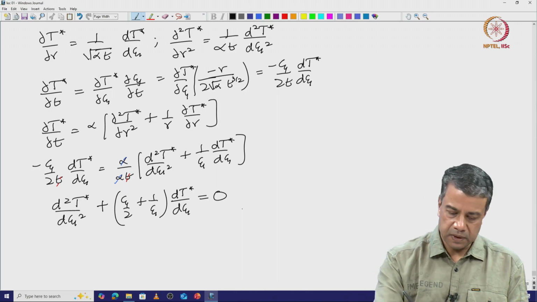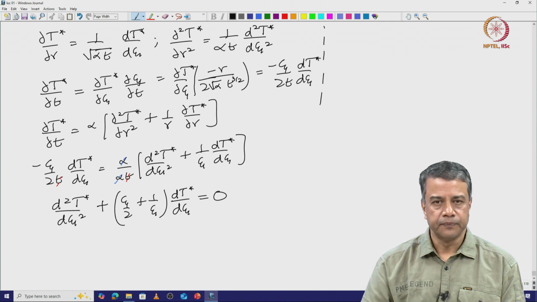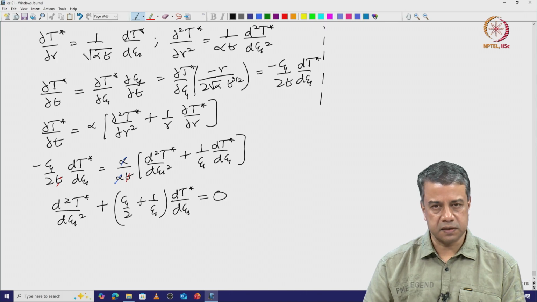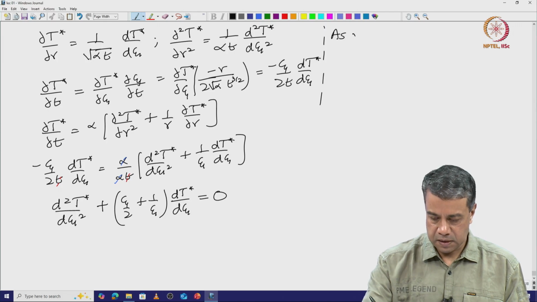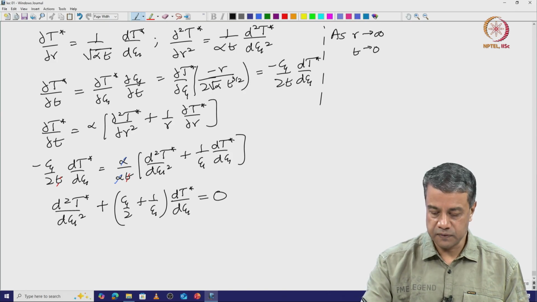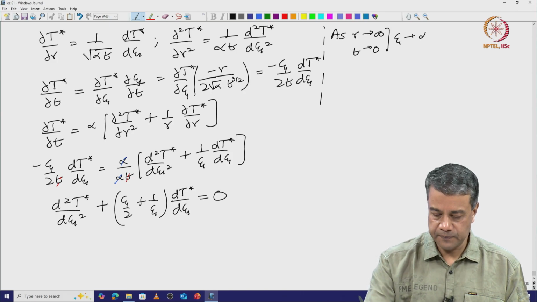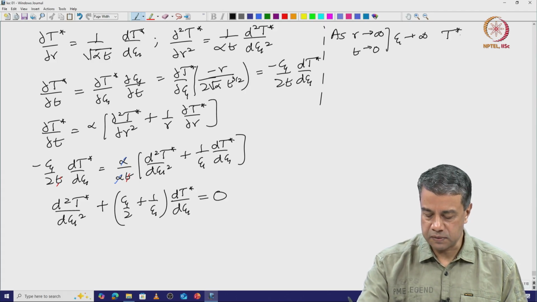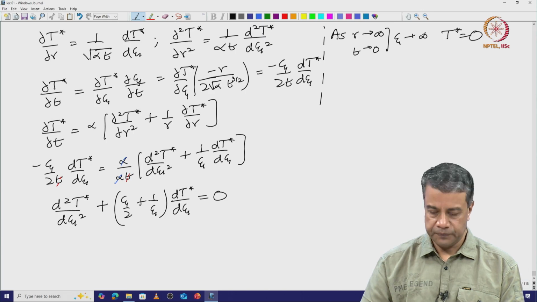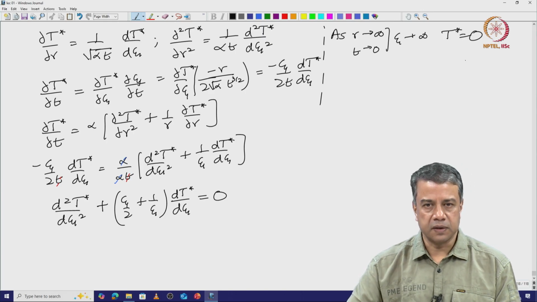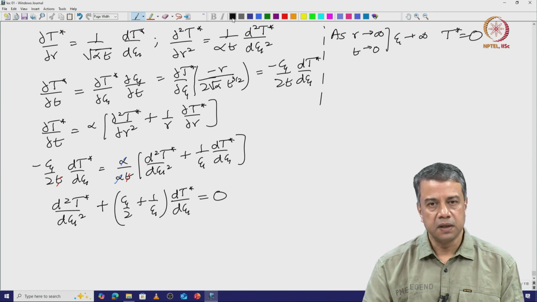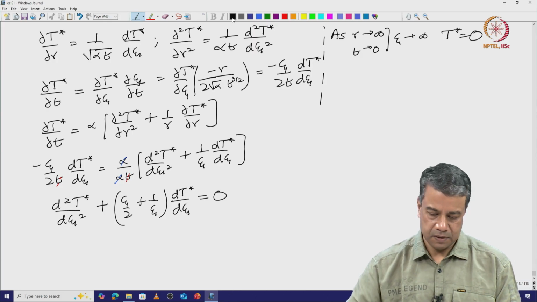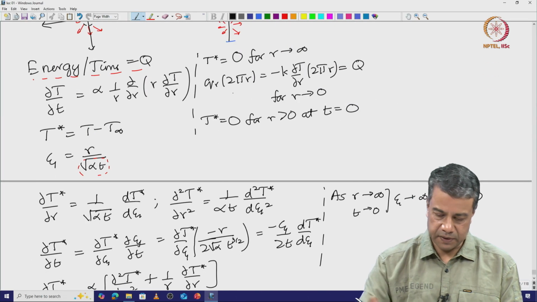And I also have to express the boundary conditions and the initial conditions. The first one: as r goes to infinity or as t goes to 0, in both of these cases psi goes to infinity, T star is equal to 0 as psi goes to infinity. So, the initial condition and the condition as r goes to infinity turn out to be the same.